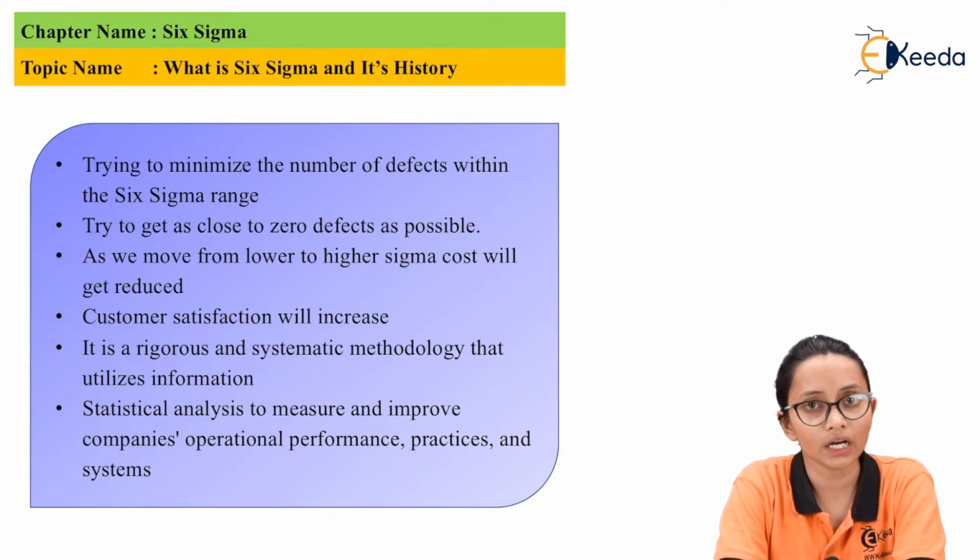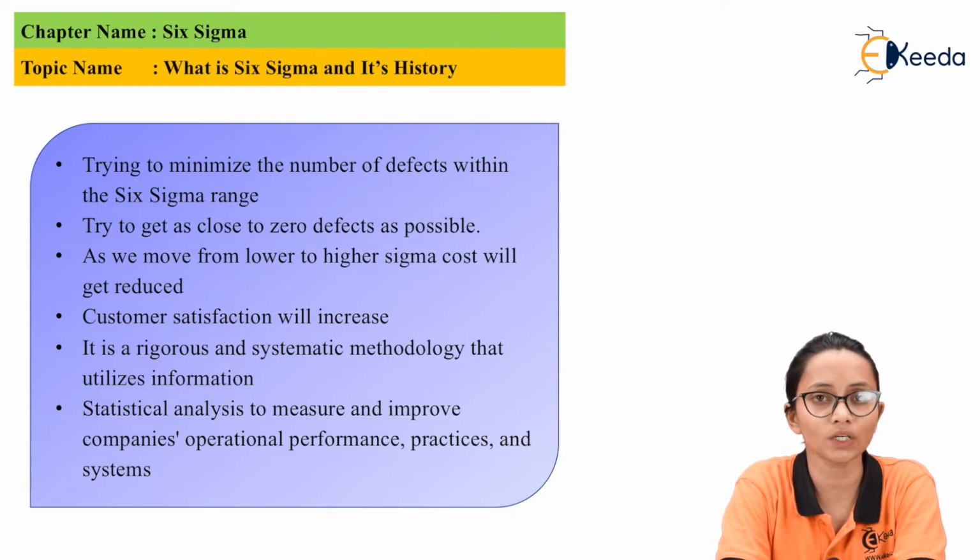Now after learning about the history of Six Sigma and the significance of Sigma, let's study what is Six Sigma in detail and why we use Six Sigma. So Six Sigma is not about establishing a separate quality department within the company or organization. The idea behind Six Sigma is to find the defects in any process and try to minimize the number of defects within the Six Sigma range and try to get as close to zero defects as possible.